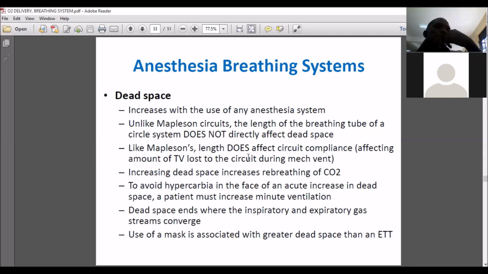If I have put a tube directly into your trachea, I've intubated you to the machine. The dead space continues up to the machine. But if I put a mask on you, where your oxygen enters and where you're breathing out is on this mask, so your dead space is reduced. Where you can respire from is reduced.